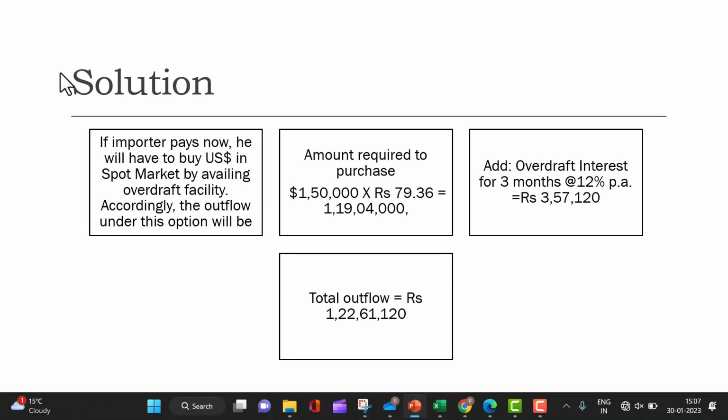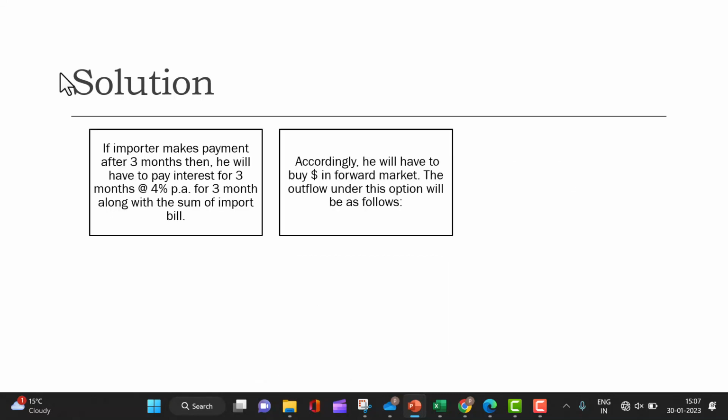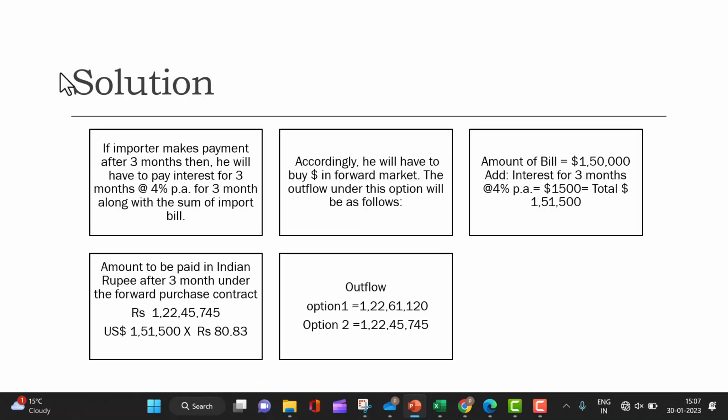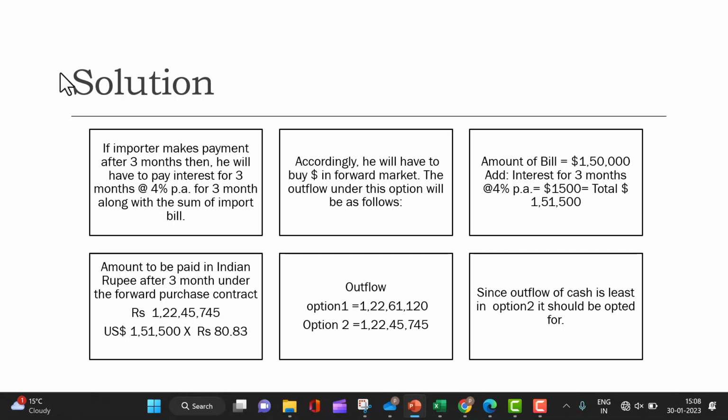122.61, very good. The first one answer is right. The second one is 122.45745. Absolutely. Is that okay? Is this clear to all of you? Have you got it? Does it require any... Did you not understand? Okay.